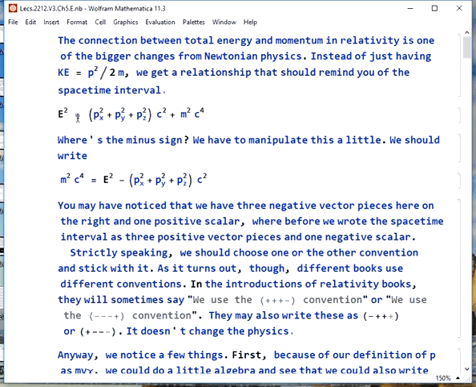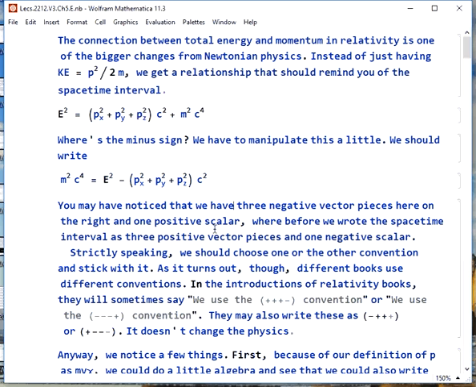Here we have total energy squared is the sum of the squares of each momentum component times c squared plus m squared times c to the fourth. Now, the reason our minus sign is gone is we sort of wrote this the wrong way. What we should write is m squared c to the fourth on this side, and then E squared minus all the momentum stuff times c squared here. Notice that we have three negative vector pieces and one positive scalar.